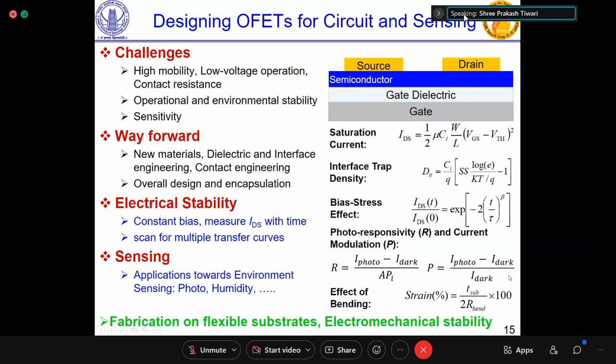Now with strain percent you can always try to find how the performance is.